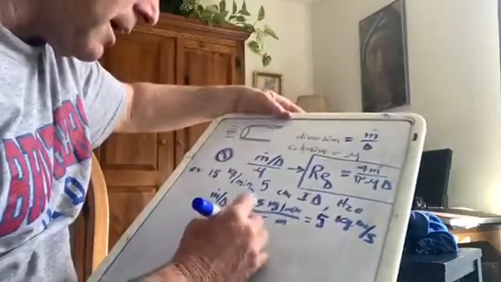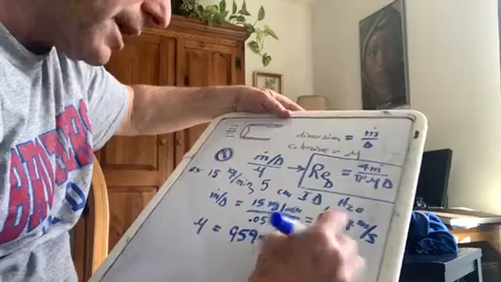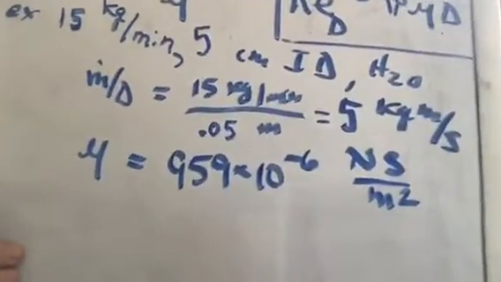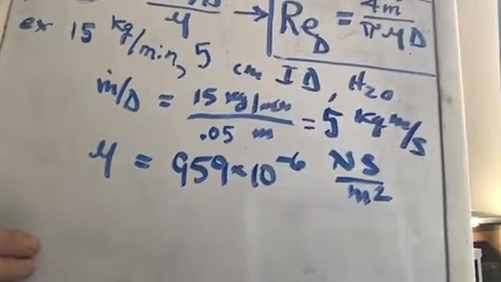So if we're going to 295 Kelvin water, and I read across that table, I get a viscosity of 959, but that needs to be adjusted for the exponent. Let me get that up there for you. Okay, it's 959 times 10 to the negative 6 Newton seconds per meter squared.